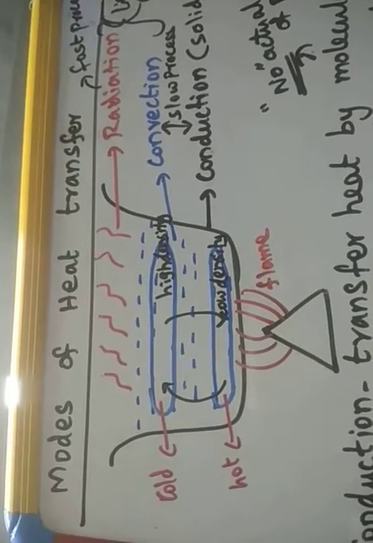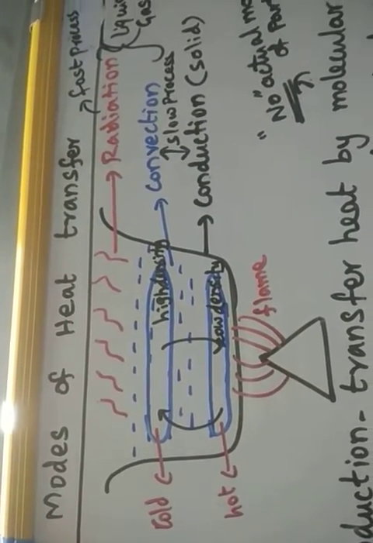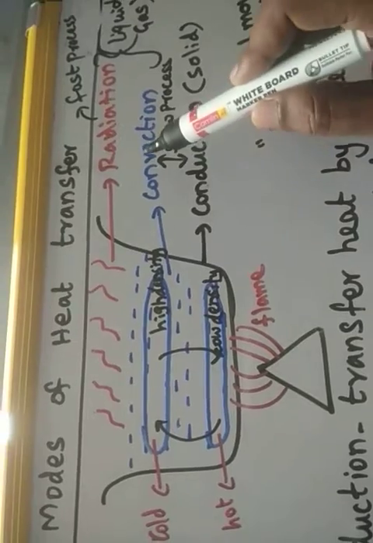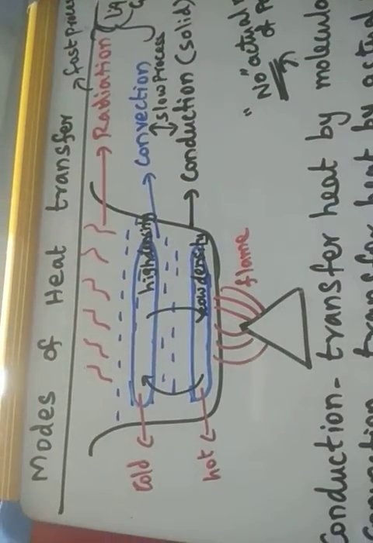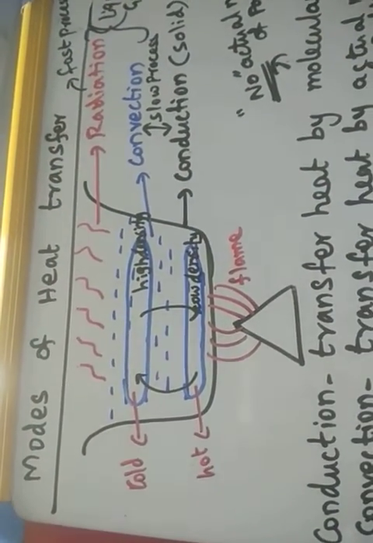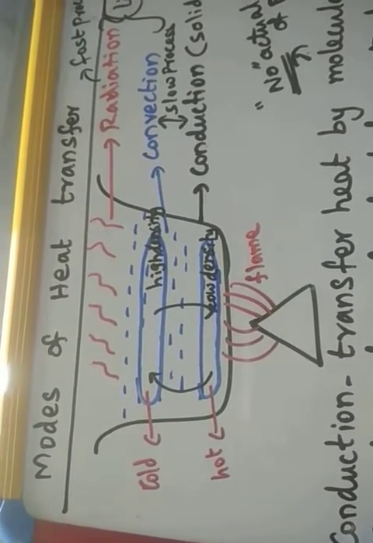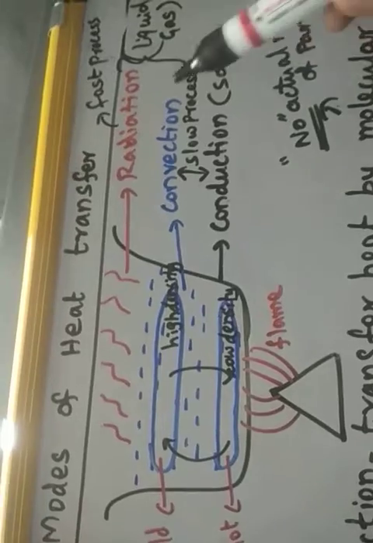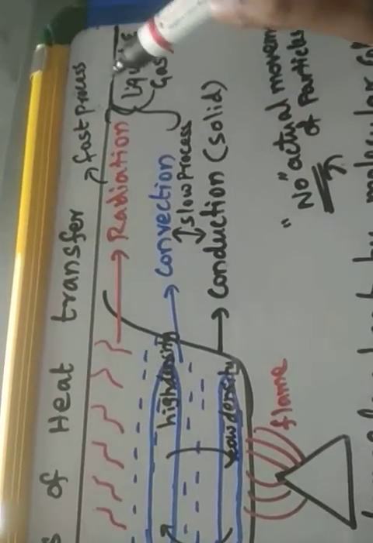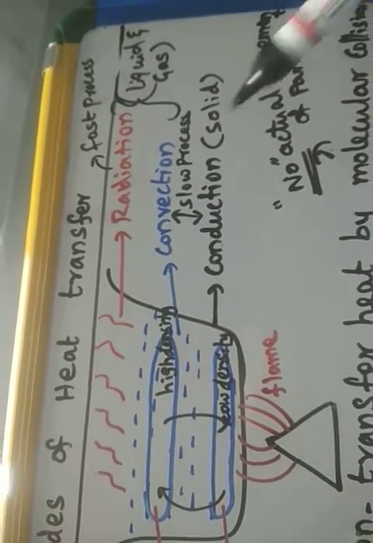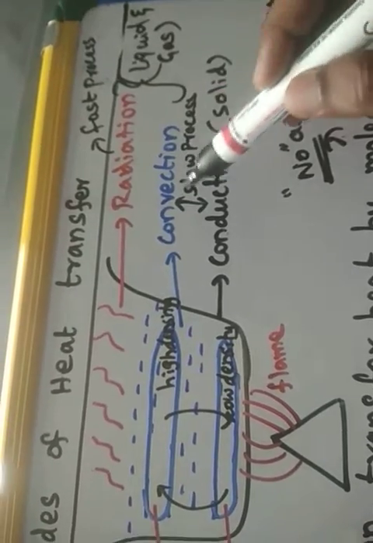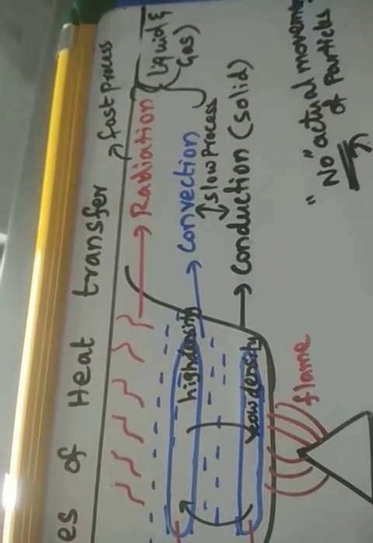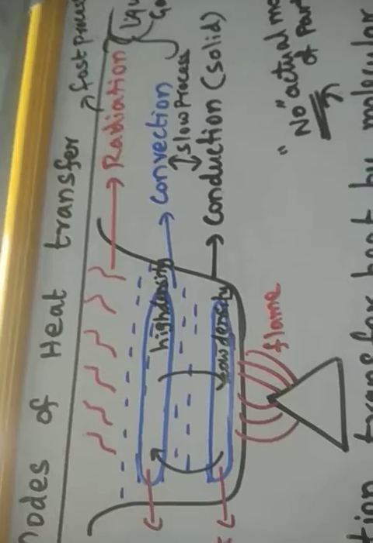Modes of heat transfer. There are three modes of heat transfer: conduction, convection and radiation. We will see them one by one clearly. Conduction normally takes place in solids, and convection and radiation take place in liquids and gases. Conduction and convection are slow processes, whereas radiation is a fast process.